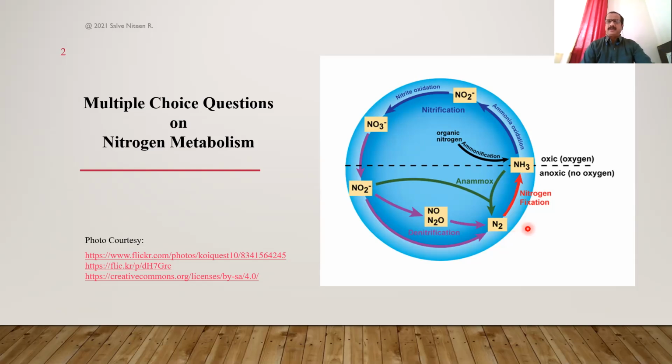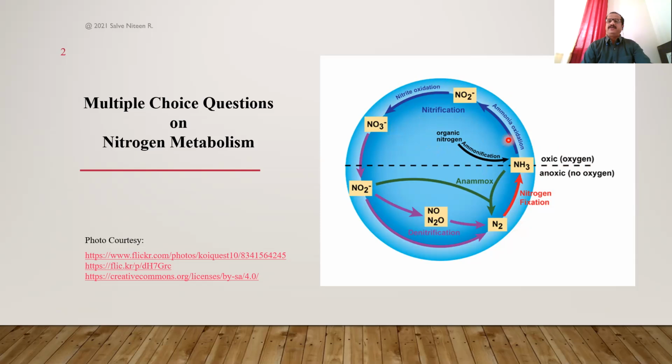But the most important natural biological nitrogen fixation is carried out in which nitrogen is reduced into ammonia. So that is nitrogen fixation, the first step here. Then this ammonia is converted into nitrate, that is oxidation of ammonia into nitrite first, and then oxidation of nitrite into nitrate. This two-step process is called nitrification. Formation of nitrate from ammonia is called nitrification.